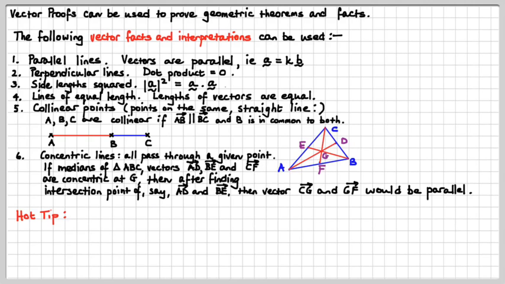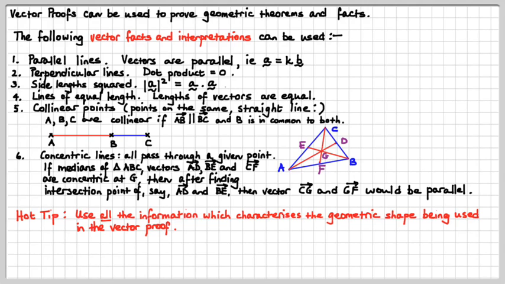Now here's a hot tip for you. Please use all of the information which characterises the geometric shape that's being used in the vector proof. You have to use every single thing about that shape that makes it the way it is if you want to be able to prove the vector proof. And that's just a fact of maths anyway, you know, that you're always using the information they give you to work up to the end result.